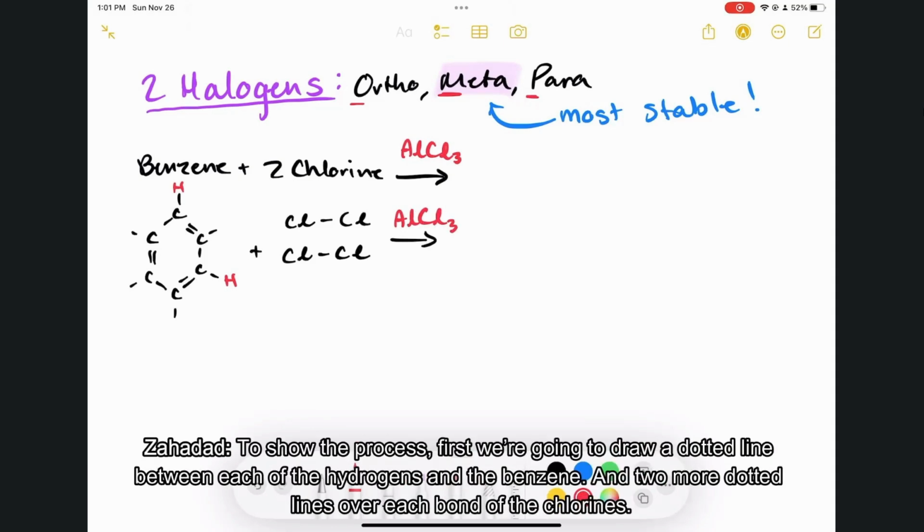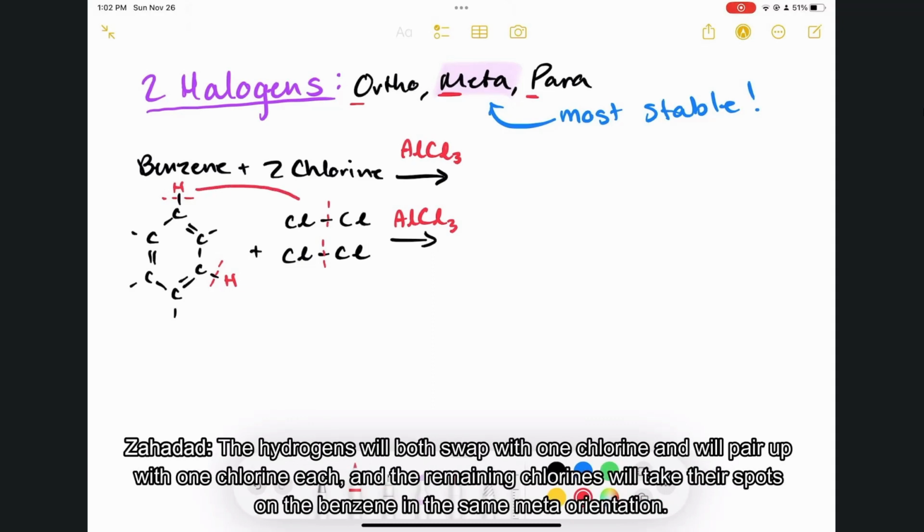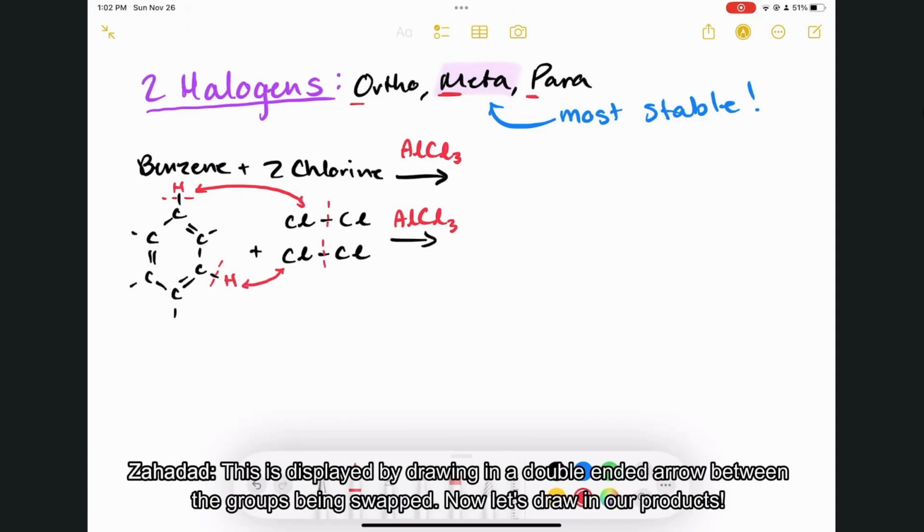To show the process, first we're going to draw a dotted line between each of the hydrogens and the benzene, and 2 more dotted lines over each bond of the chlorine. The hydrogens will both swap with 1 chlorine and will pair up with 1 chlorine each, and the remaining chlorines will take their spots on the benzene in the same meta orientation. This is displayed by drawing in a double-ended arrow between the groups that are being swapped.